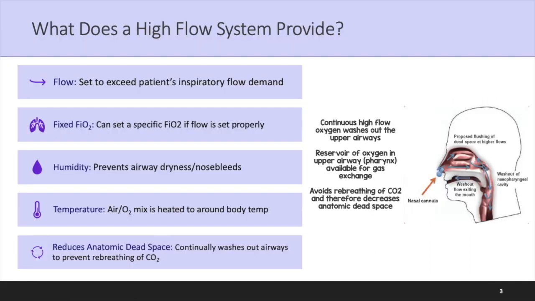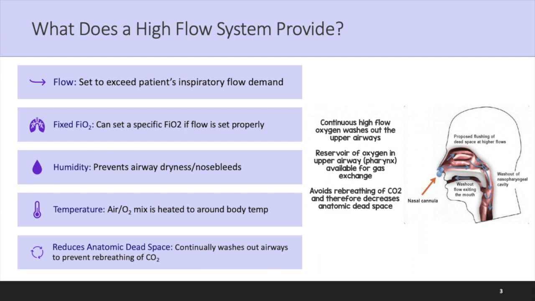So what does a high flow system provide? The biggest thing that it provides over low flow oxygen systems is flow. So we turn up the flow to exceed our patient's inspiratory flow demand. So a resting normal adult has an inspiratory flow demand when they're taking a breath in for basic minute ventilation. Every time they take a breath in, it's roughly about 30 liters per minute, right?